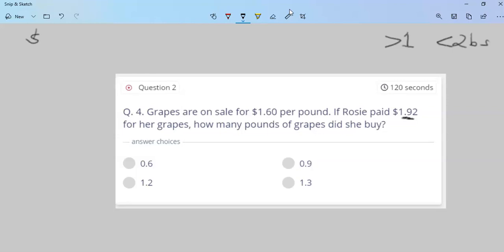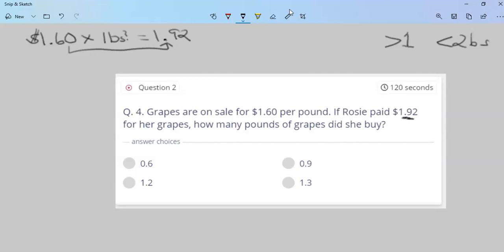We know from what we're given that $1.60 times some number of pounds, we're not sure how many, put a little question mark there, equals the total sale of $1.92. So this $1.60 times some number of pounds equals $1.92, and that's what we need to find out. So we have multiplication. What's the opposite of multiplication? It's division. So how about if we take this and divide it into this $1.92? And that should tell us how many pounds we actually bought.